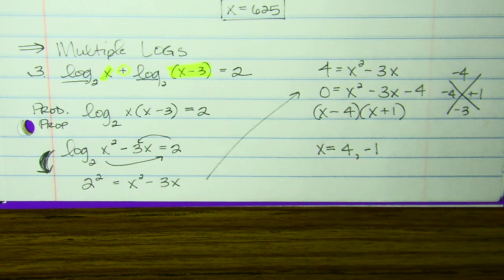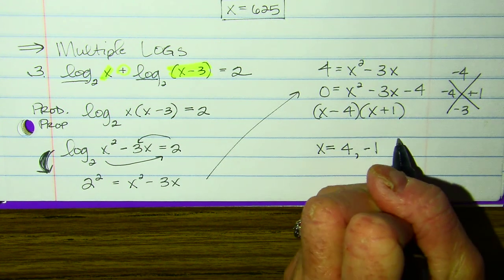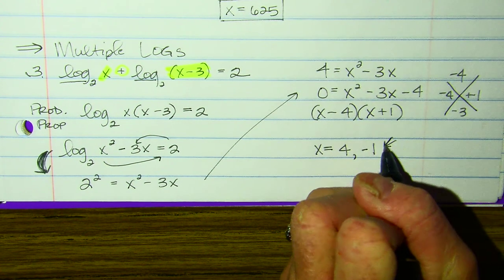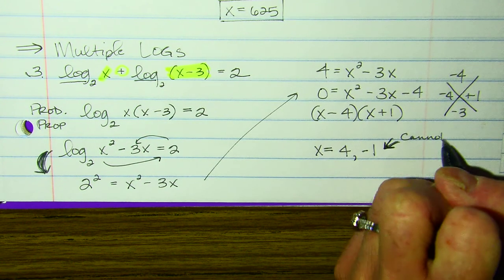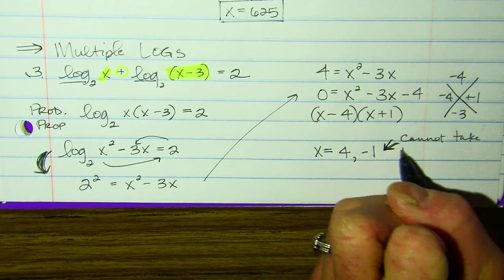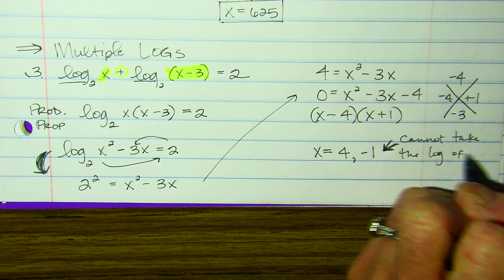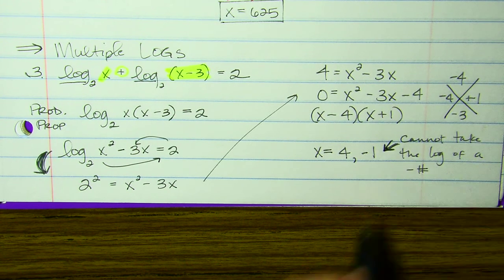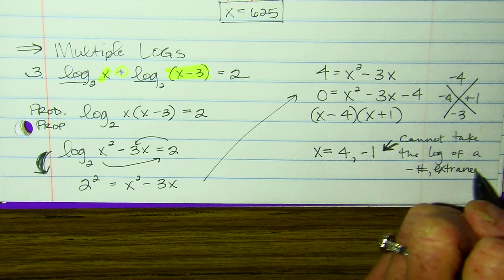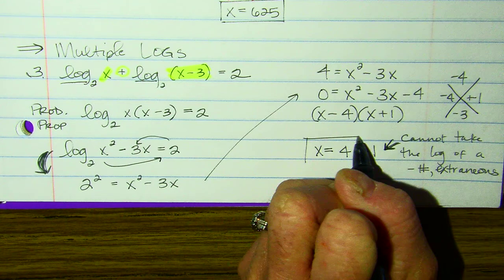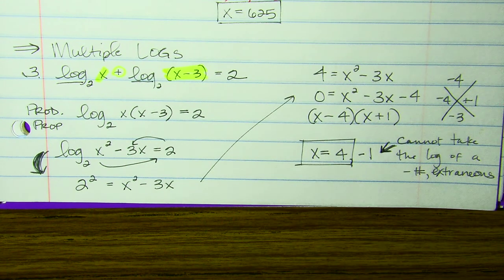Now, really quick note, I cannot take the log of a negative number. So this is extraneous. I don't know if you remember that word. So the only solution is x equals 4. All right, next one.